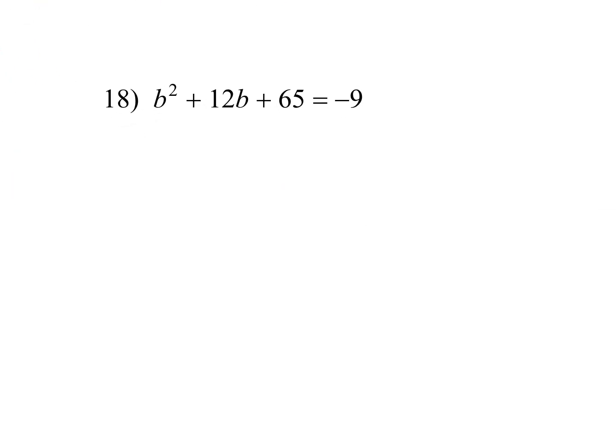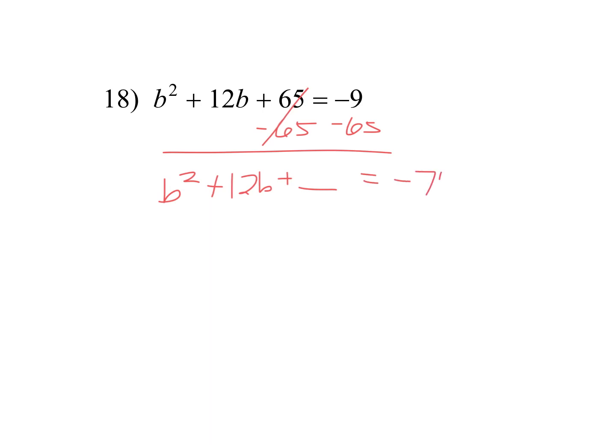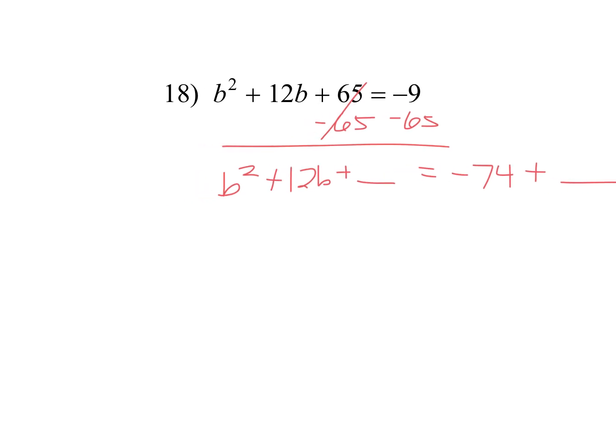So, if it wants us to complete the square, what do we need to do first? Subtract 65. So we have b squared plus 12b, leave an open spot, equals negative 74, plus open spot. So now we need to find our c. How do I find it? 12 divided by 2 equals 6 squared, 36 on both sides.